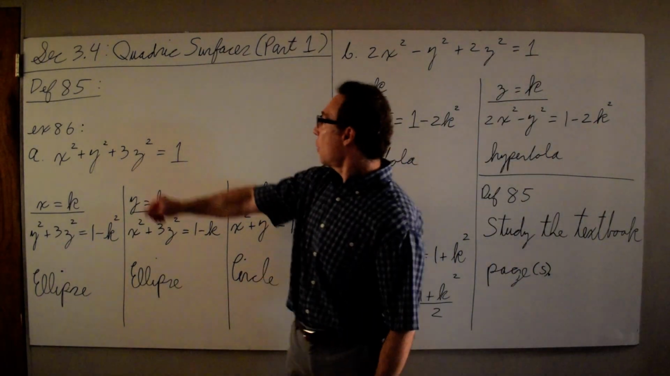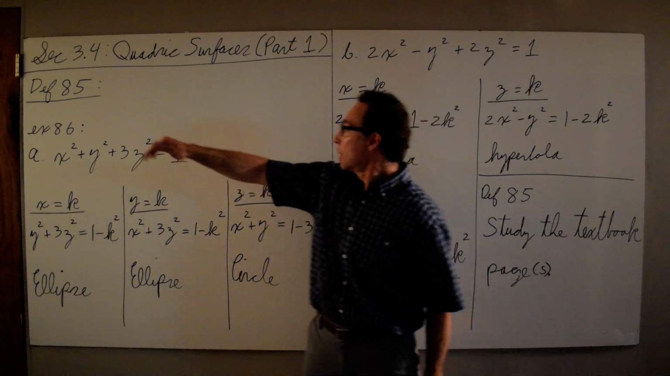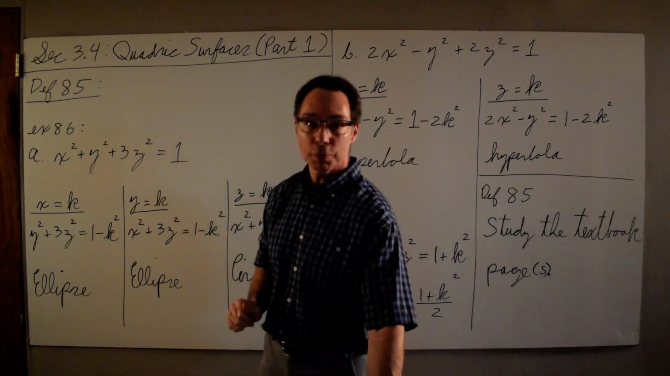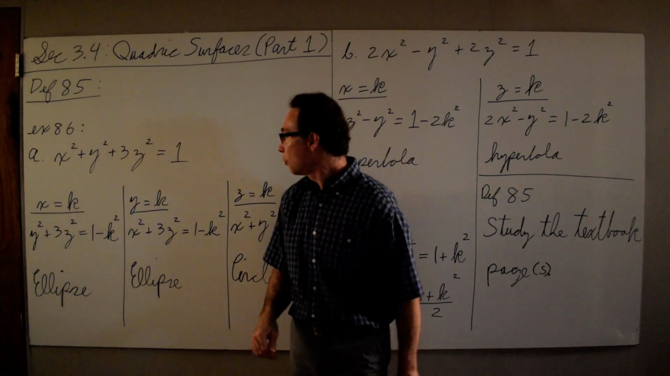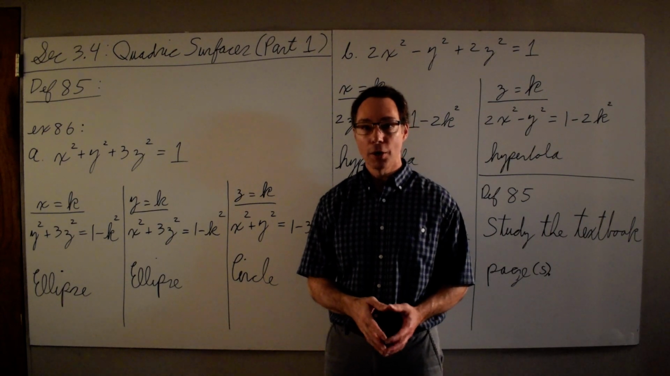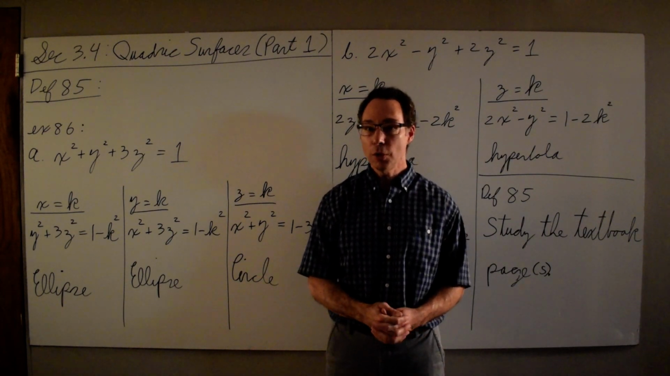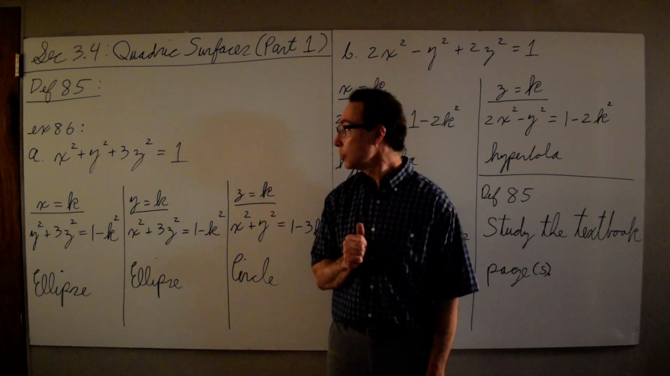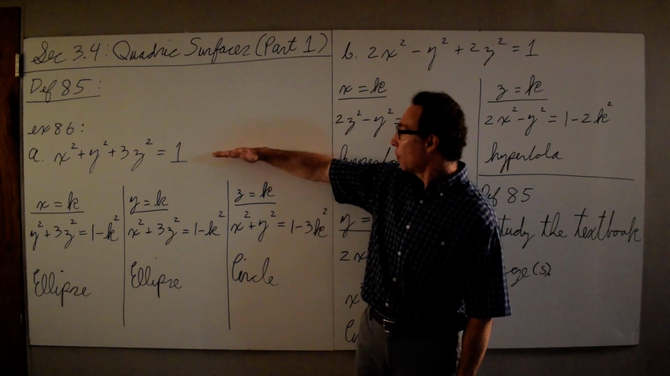This is the first video on section 3.4, quadric surfaces. Definition 85 gives the 6 types of quadric surfaces that we look at, and each one of those can be oriented another way. So each one of those equations can be written in 2 additional ways, and I'll talk more about that in the subsequent videos. Right now I want to look at example 86.